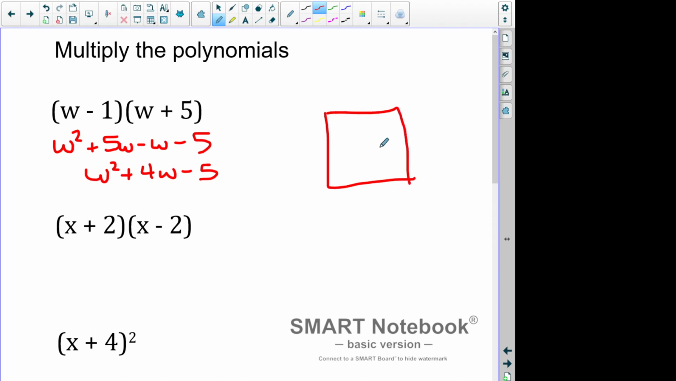If you did an area model, similar sort of thing, it works out the same way. I could put w minus 1 and w plus 5 and multiply these together. So w times w gives me w squared, w times 5 gives me 5w, negative 1 times w gives me negative w, and 5 times negative 1 gives me negative 5. And then I can combine my like terms, and I end up with the same thing. So two different ways of doing that.